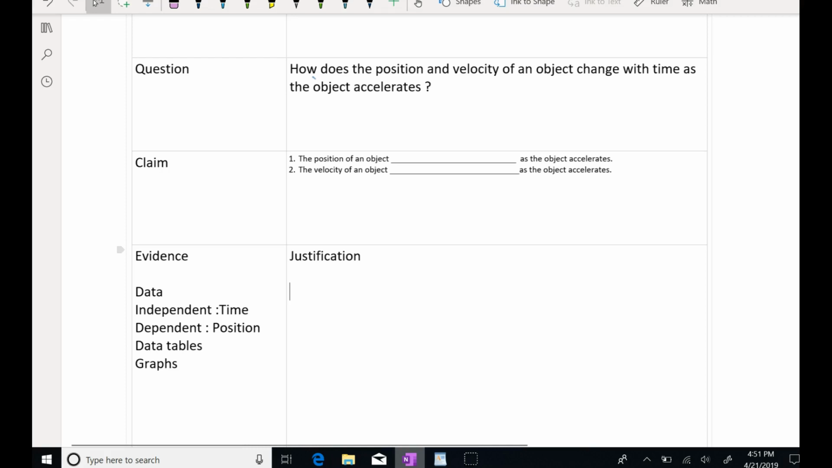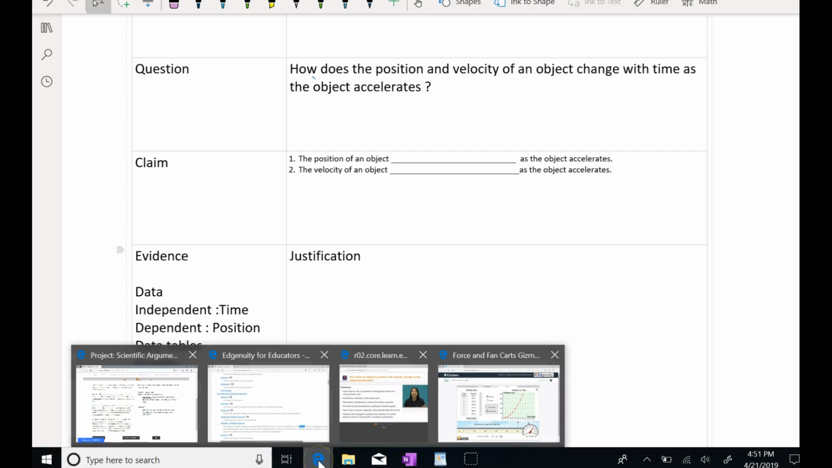So this is how you write a CER report. So remember to put units in your data tables, remember to title your axis on your graphs, and remember to write complete sentences when you are doing justification. Where possible, under justification, use mathematical equations in support of your claim, and state laws or concepts that help you support your claim. So this is what you will do.